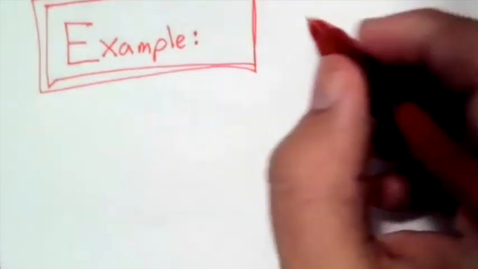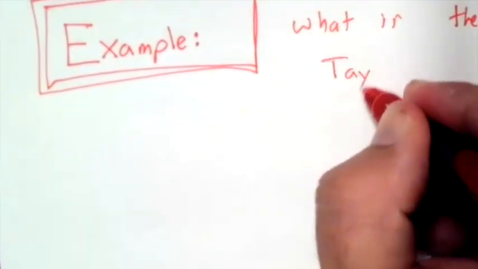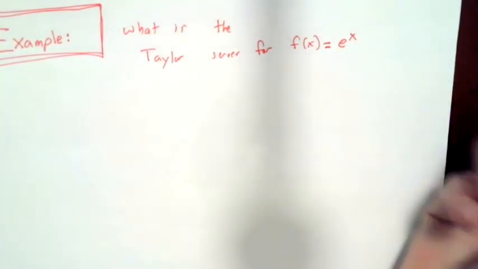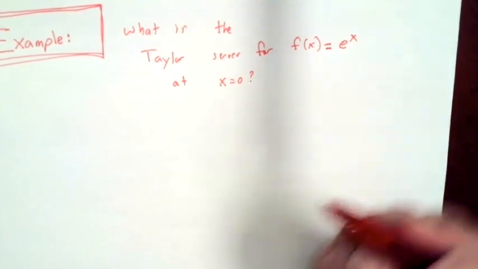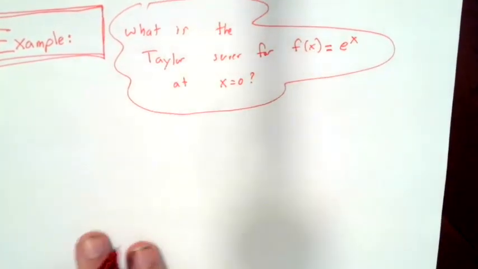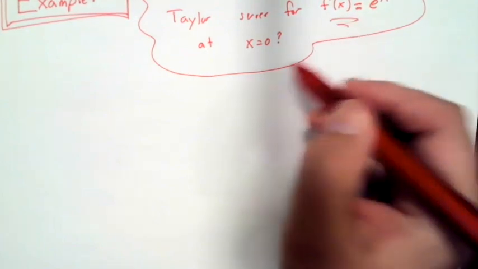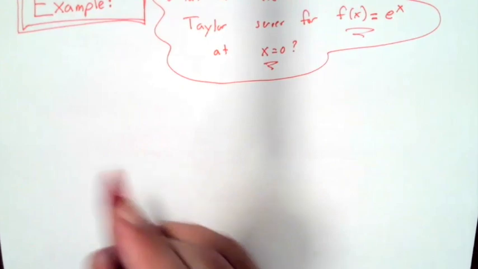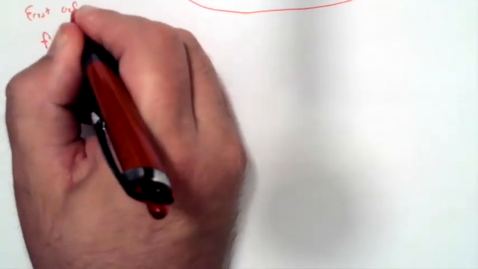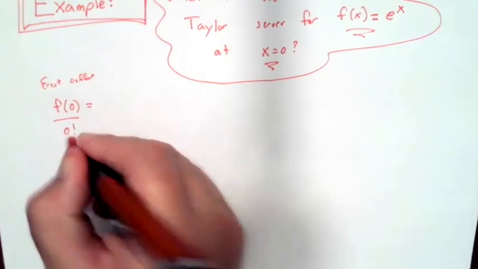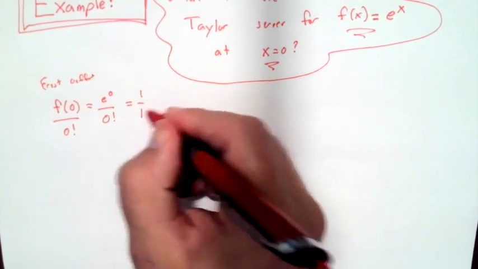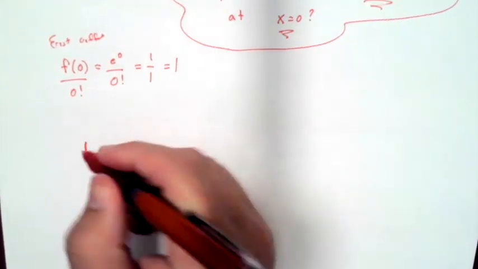So let's look at an example. What is the Taylor series for f of x equals e to the x at x equals 0? Now to find the Taylor series expansion, we're given the function we want and the value that we want to center at. So what I need to do is find f of 0. My first coefficient will be f of 0 divided by 0 factorial. So this is e to the 0 divided by 0 factorial, 1 over 1, which is 1. So I'm going to start with 1 as my first term.